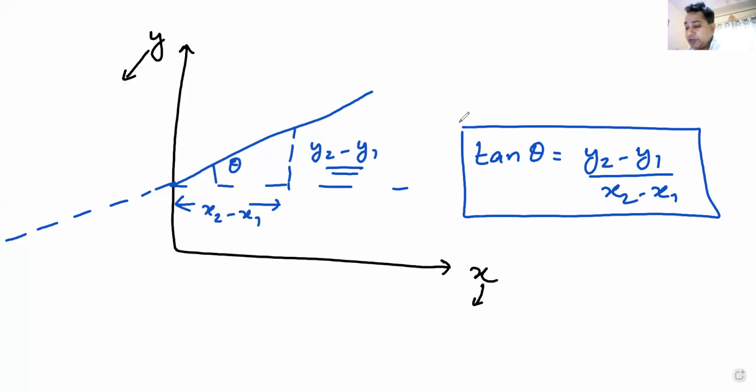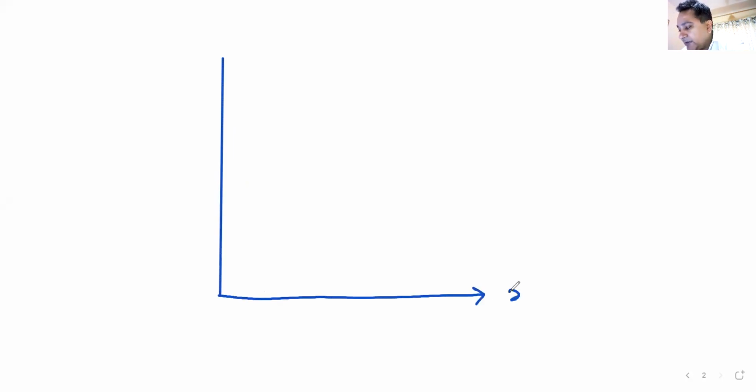Okay, I'll get to the next slide. So I'll draw the coordinate system again. And this time I'm using, oh, it doesn't work. It's better that I use my own hands. This is my x-axis, this is my y-axis, and let us suppose that I have a straight line like this.